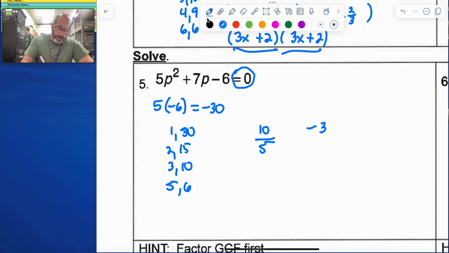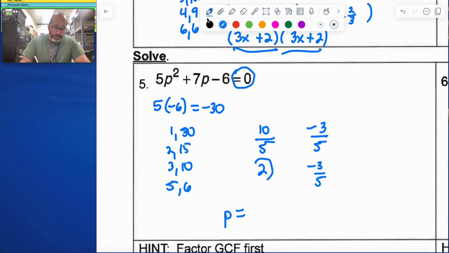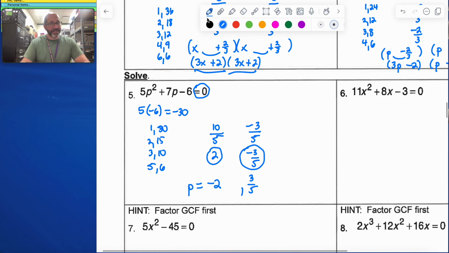Divide by my a value. We get 2, negative 3 over 5. And if you recall, at this point we said let's take the shortcut to solve this. The shortcut, if you remember, is to take the opposite of each one of these values. So the opposite of a positive 2 means that we're going to have a negative 2. And the opposite of negative 3 over 5 is going to be a positive 3 over 5. And these are your two answers. Remember to get that p this time.